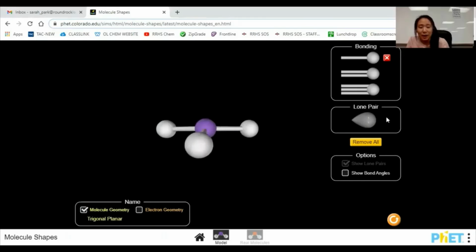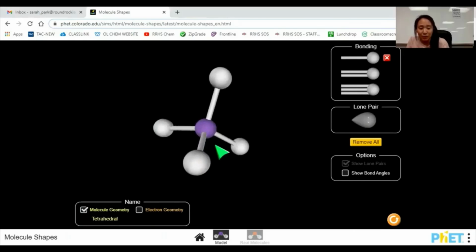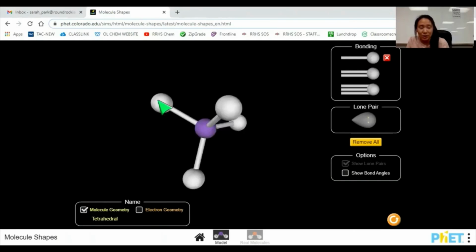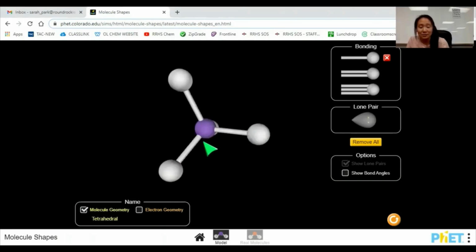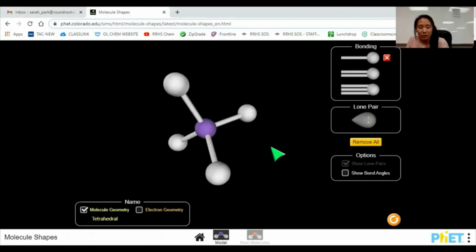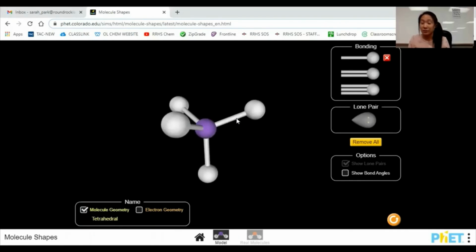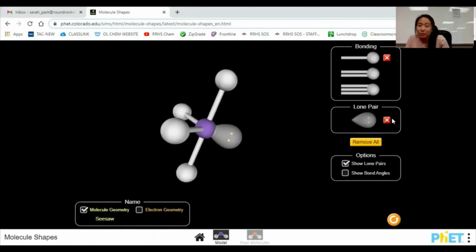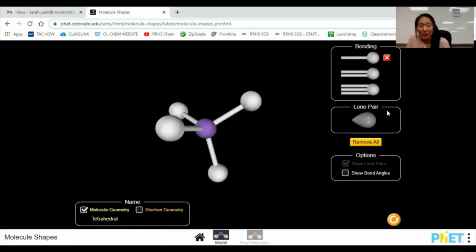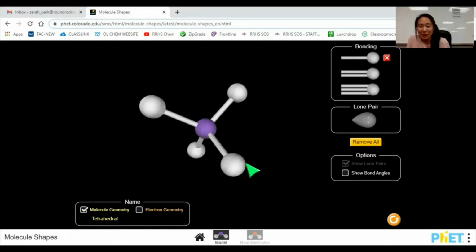If I take off this lone pair and add a fourth one with no lone pairs, you can see that it is tetrahedral. You see that tetrahedrals are not flat, right? It has this sort of shape to them, right? And there are tons of other shapes, like, you know, if I add lone pairs to this, you get seesaw, but we don't learn about all the other shapes. We're just sticking to the ones that we talked about, okay?